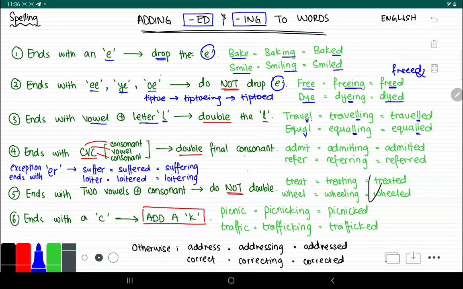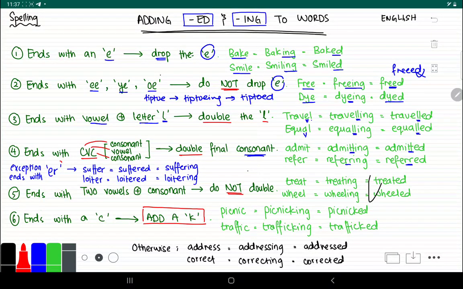Similarly, if your word ends with a consonant, vowel, consonant, we have to double the final consonant. For example, you have the word admit, which becomes admitting and admitted with double T, and refer becomes referring and referred with double R. In this case, however, we have an exception.